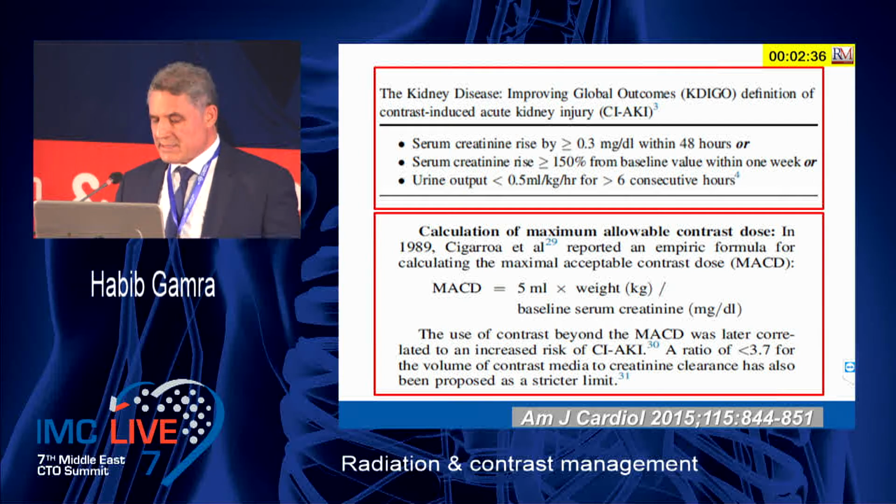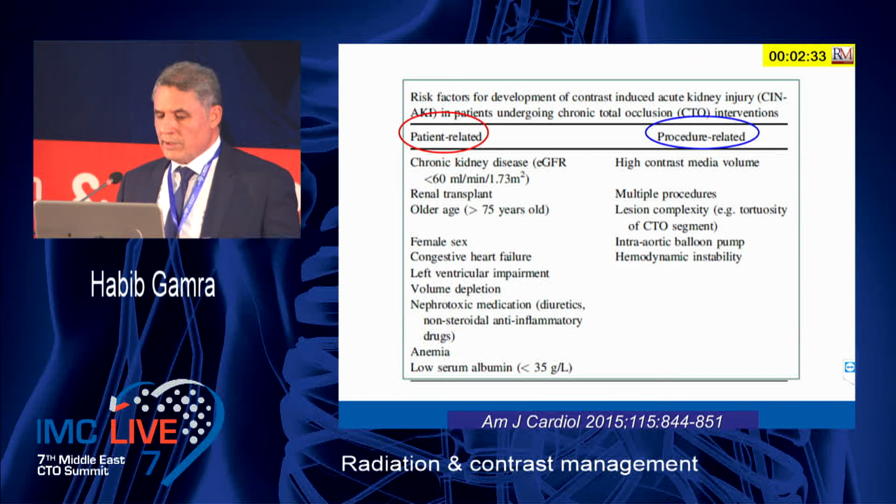There's a formula that is very well known, but you have to be very careful in identifying patients' risk factors for this, particularly the ones related to the patient: chronic kidney disease, renal transplant, older age more than 75, female sex, congestive heart failure, left ventricular impairment, volume depletion, nephrotoxic medications, anemia, and low serum albumin. There are also procedure-related factors: high contrast media volume, obviously, multiple procedures, lesion complexity, and hemodynamic instability.